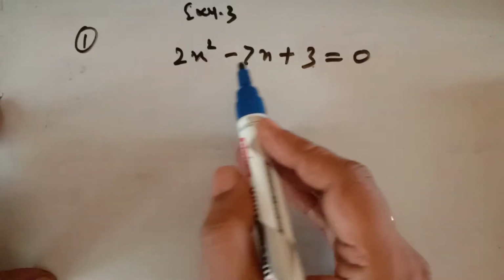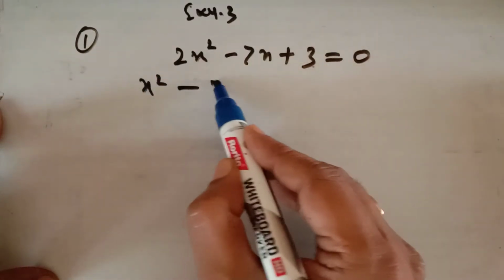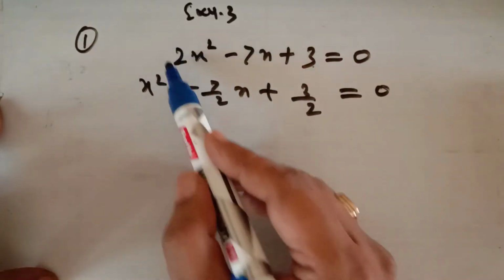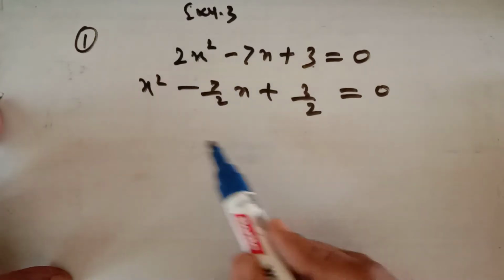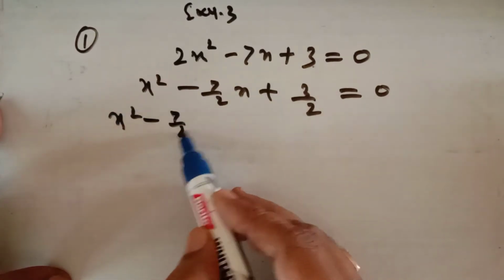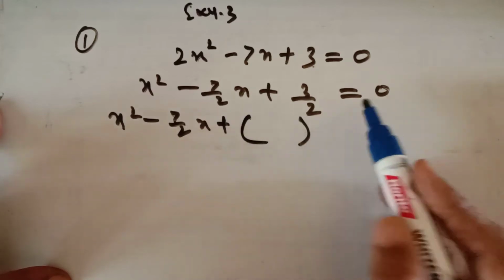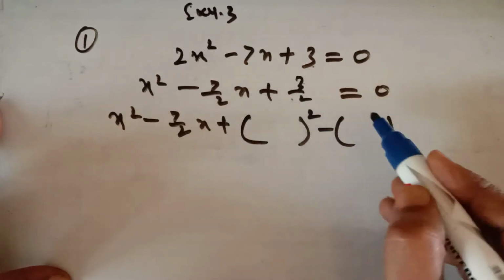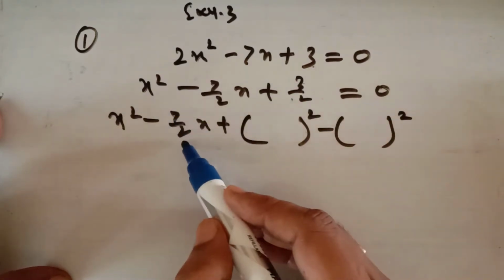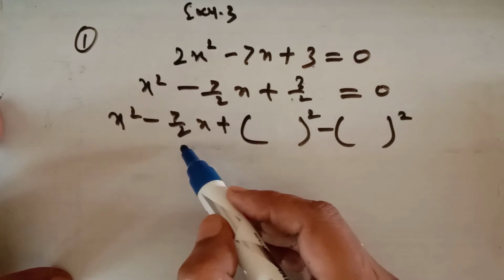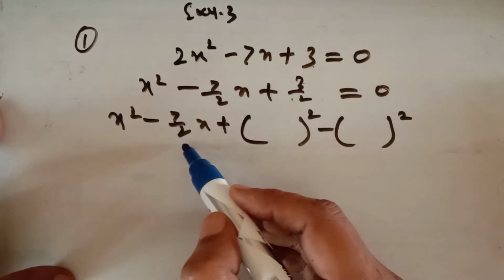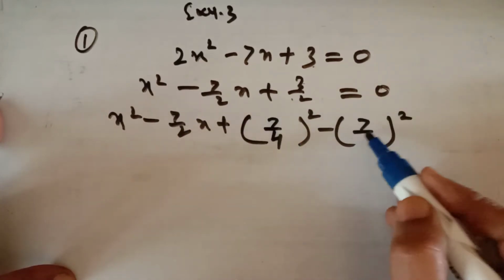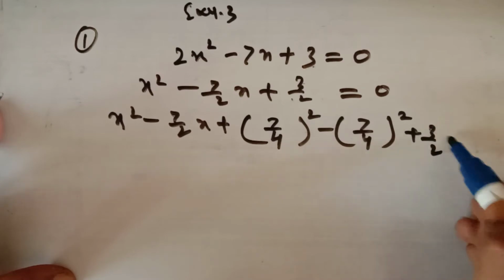So what I have to do, as I've just told you, first of all, you make the coefficient of x square as 1 by dividing the whole equation by the coefficient of x square. Then you add and subtract the whole square of half of the coefficient of x. The coefficient of x is 7 upon 2, so half of 7 upon 2 will be 7 upon 4. So adding and subtracting 7 upon 4 whole square like this.